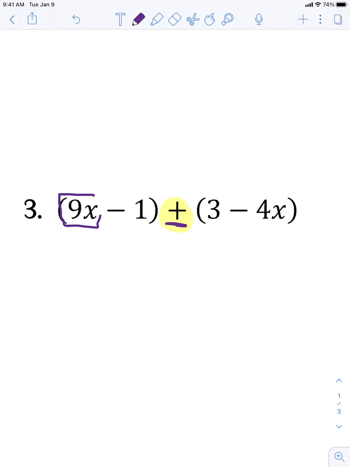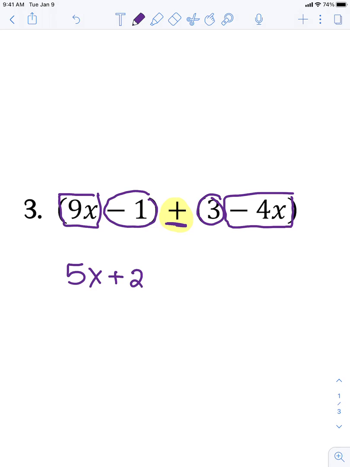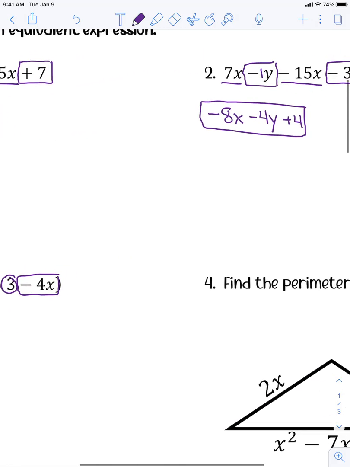I have a 9x. Now I look at the second one to see which one has something in common. A negative 4x. The sign in front of the number goes with it. So a negative 4x. So I have 9x plus negative 4x. That gives me 5x. Then I look at the second term. Negative 1 and positive 3. So negative 1 plus 3 is a positive 2. And I have simplified the expression.